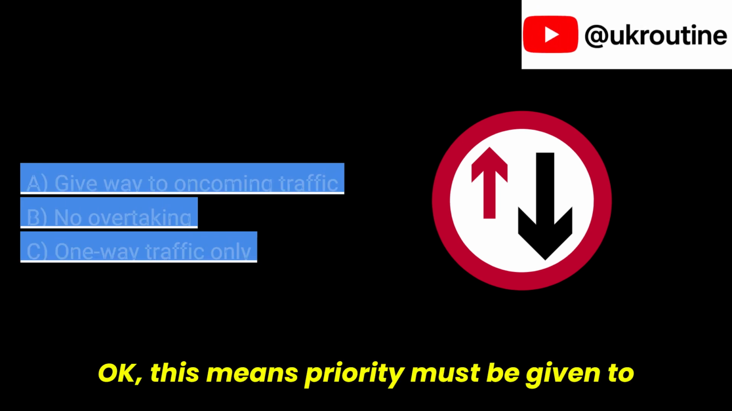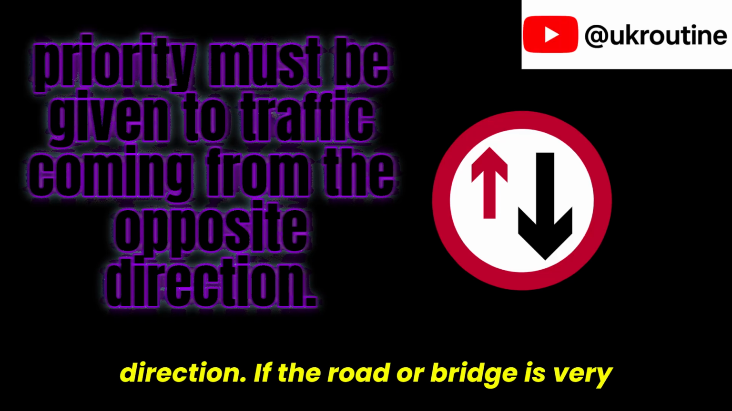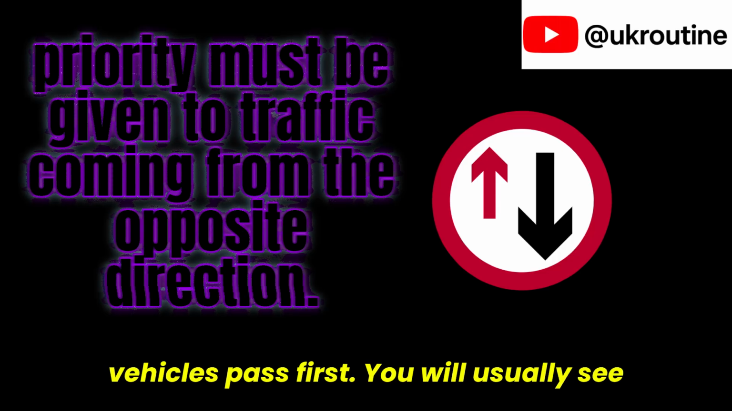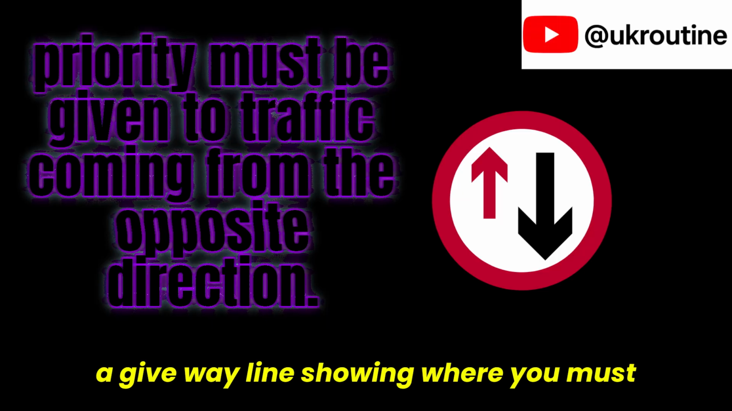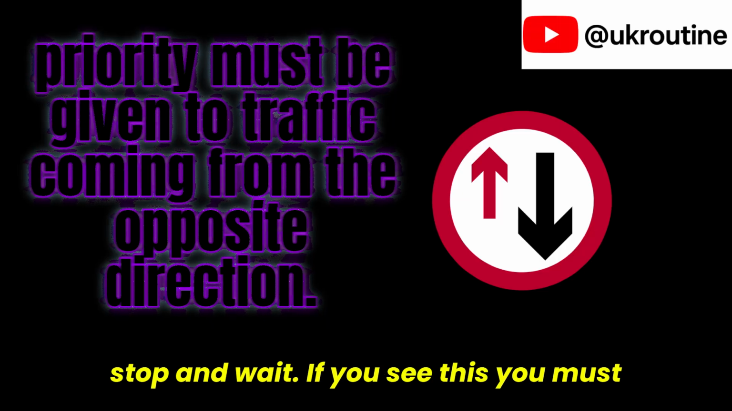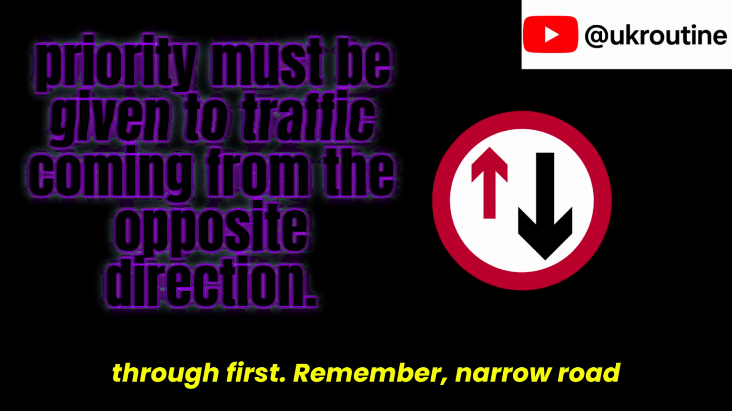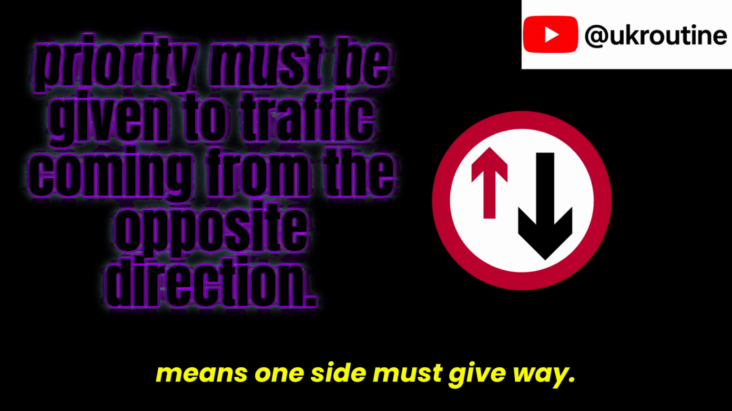Okay, this means priority must be given to traffic coming from the opposite direction. If the road or bridge is very narrow, you must wait and let oncoming vehicles pass first. You will usually see a give way line showing where you must stop and wait. If you see this, you must be patient and allow the other vehicle through first. Remember, narrow road means one side must give way.